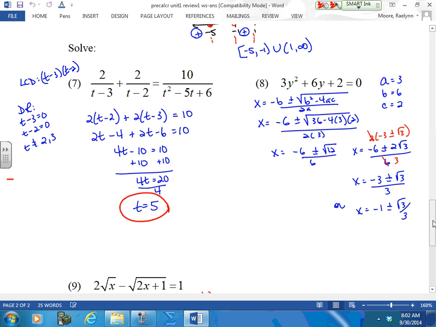my domain says from negative infinity to 2, from 2 to 3, from 3 to infinity. Can I use a 5? Yes. This is the domain. This is the solution. There's a difference between those, right?